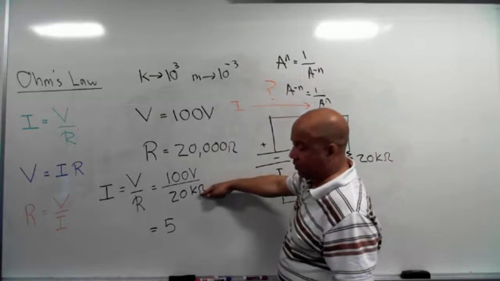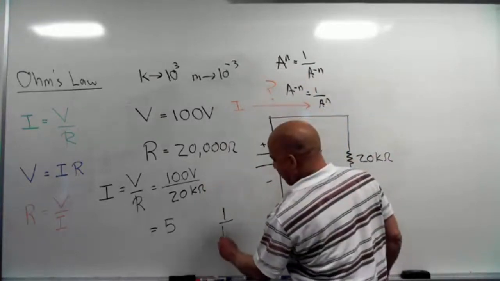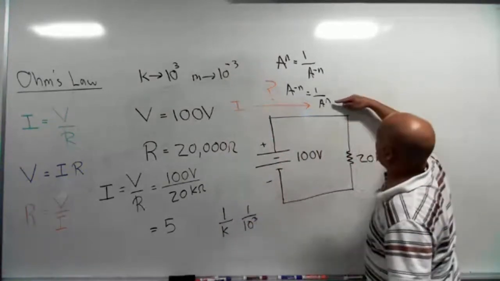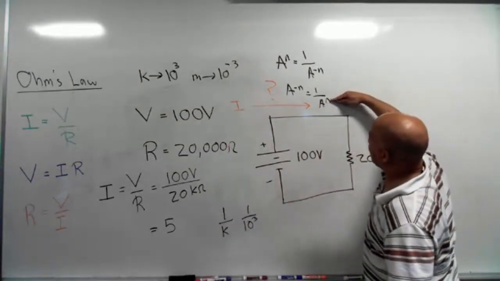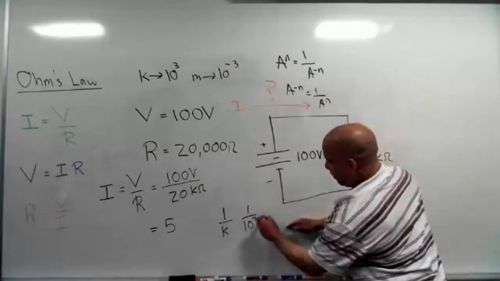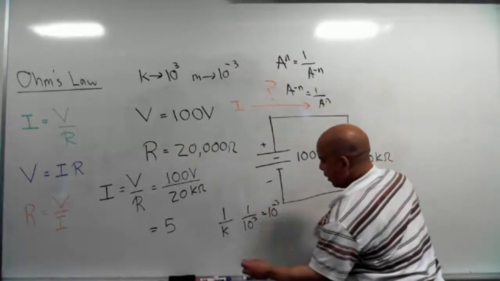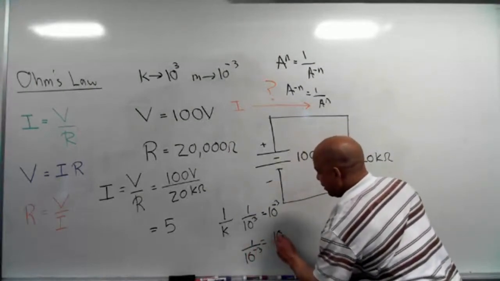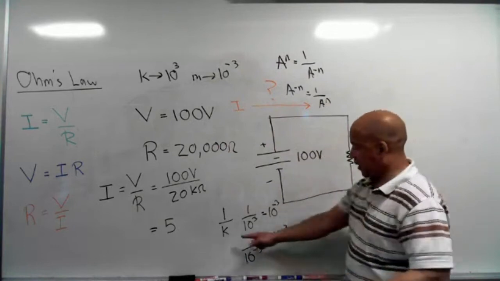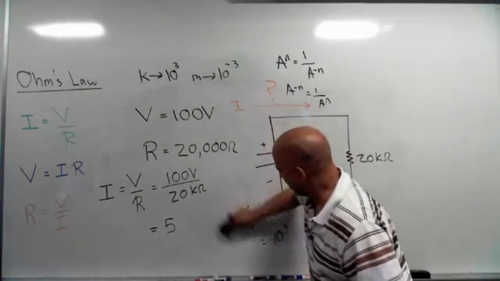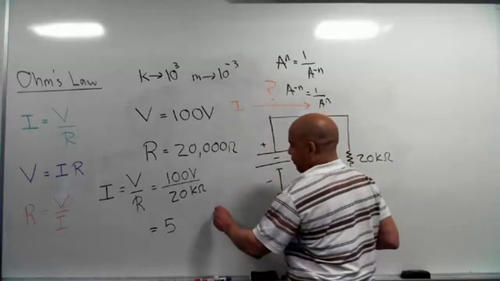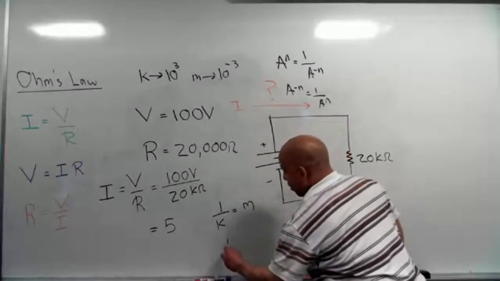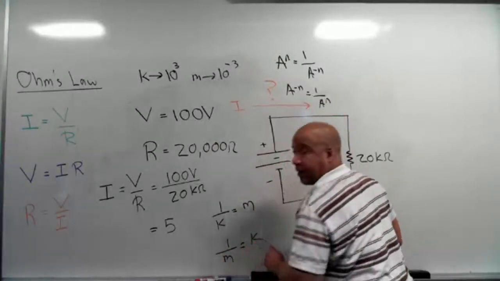Well, here I have K on the bottom. So I have 1 over K. But 1 over K is 1 over 10 to the third. So if I have 1 over something that's positive, when I divide that, it comes up as a negative. So this will come up as 10 to the minus third. If I have 1 over 10 to the minus third, it will come up as 10 to the third. So the thing to remember: anytime K is on the bottom, if I have 1 over K, my answer is going to be in milli. If I have 1 over milli, my answer is going to be in K.